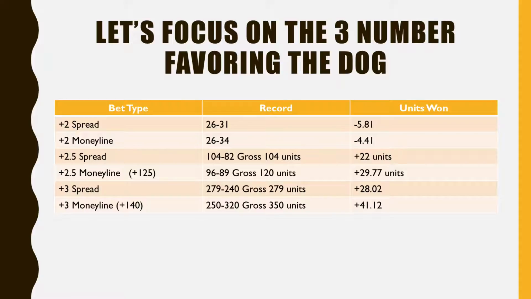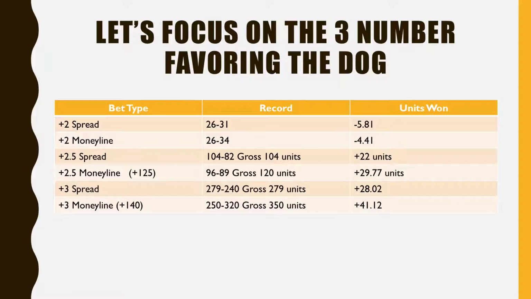Now this is where it gets really interesting. So at +2.5 spread, and you bet the underdog, this grossed out 104 units, won 104, lost 82. So the units won was 22. So that's a pretty profitable strategy, even though it's 2.5 and doesn't actually cover the 3.